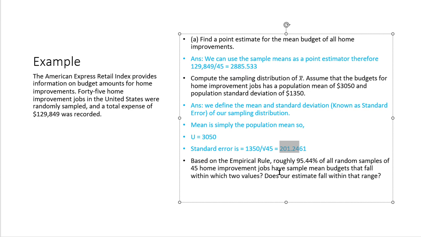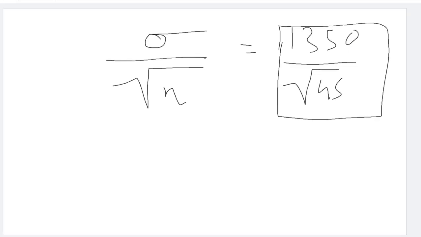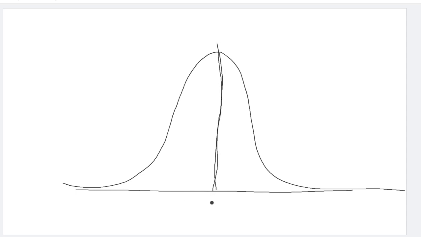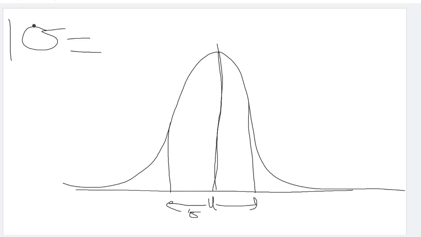So next part, based on the empirical rule. I would expect that everyone is familiar with the normal distribution and the empirical rule, but in case you're not, let's quickly go over that. The empirical rule tells us that for any normal distribution with a certain mean and standard deviation, the area covered within one standard deviation of the mean, excuse my bad handwriting, is around 68%.